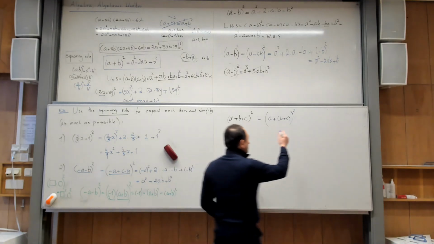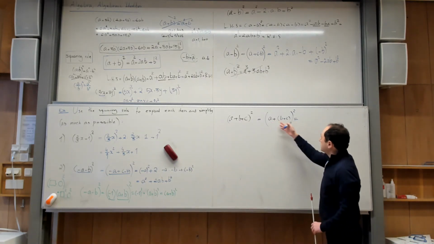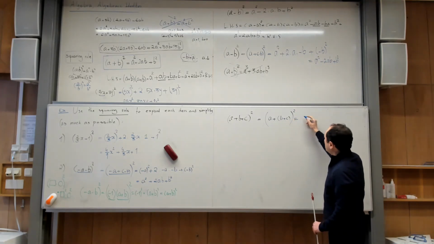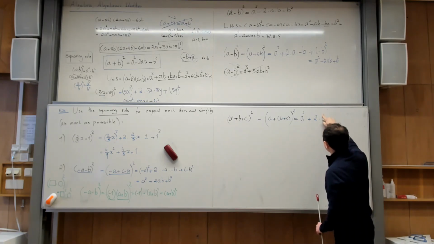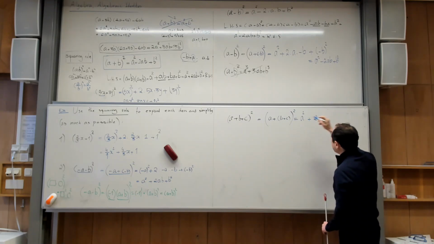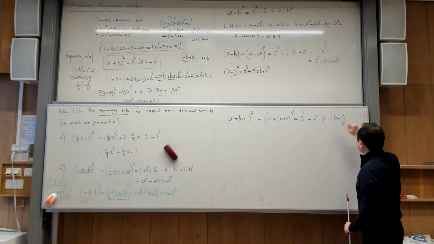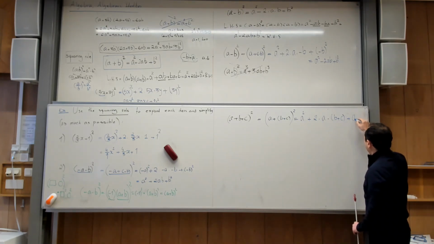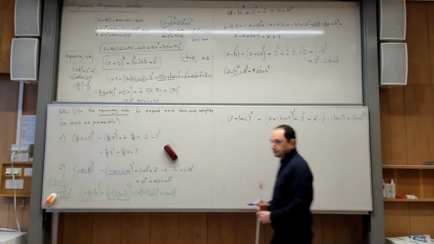And now remember that English phrase. I have the sum of two expressions squared. According to the rule, it becomes the first one squared plus 2 times the first one, times the second one. But the second one is b plus c. And then plus the second one squared. Yes?